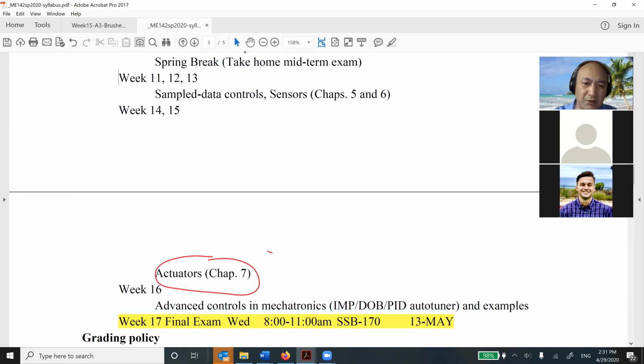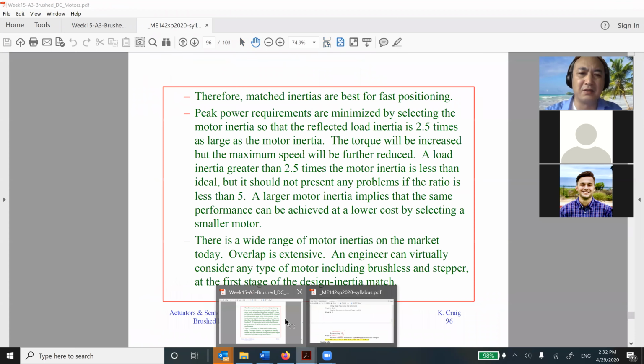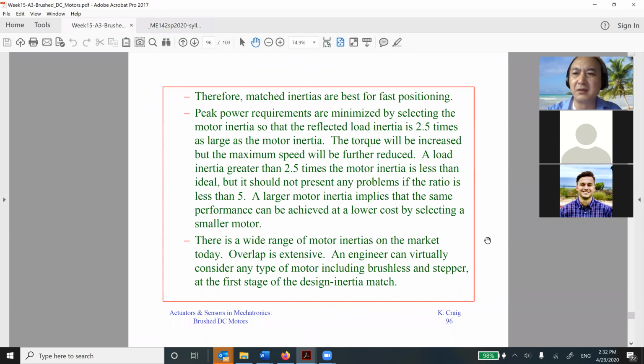Next week, we probably only spend half of the week talking about all these advanced topics. Then we probably spend some time talking about the final exam. But today, let's focus on actuators.